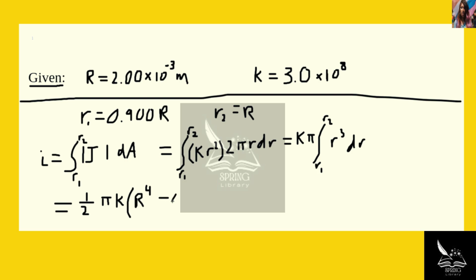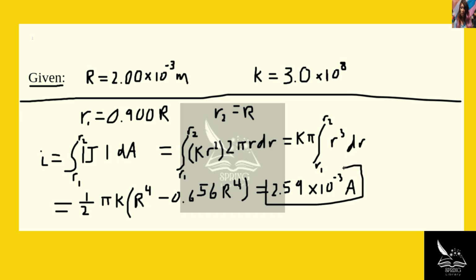Well, r2 is R, so R to the fourth minus r1 to the fourth, which is 0.656 R to the fourth, since that's what 0.9 to the fourth equals. So you plug the values we were given for R and for K into this expression. This comes out to equal 2.59 times 10 to the minus 3, and current, so it's units of amperes. You can box that in as our solution to the question.